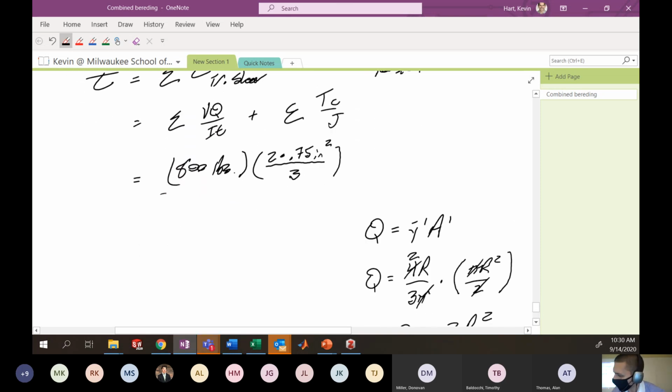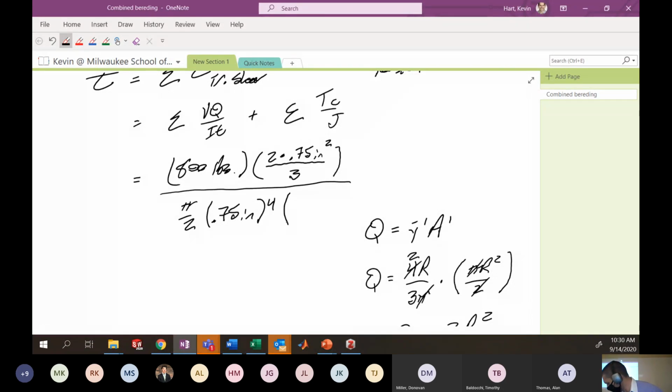I'm going to now divide this by I T. Remember, I is my area moment of inertia. Here, that's pi r to the 4th, sorry, pi on 2, r to the 4th, which is 0.75 inches to the 4th, multiplied by the variable t, which is the length of the line which is moving through the cross section at point A, which is 2 times the radius, which here will be 1.5 inches.